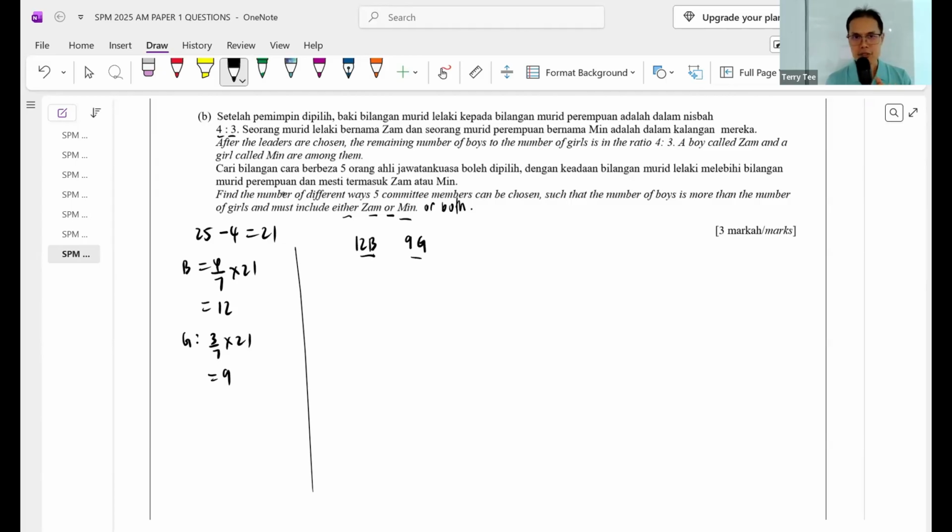Okay, another thing, read this question. Find the number of different ways, number of boys more than number of girls. This one is also another gray area for some students. When we say more boys than girls, means what? You want to choose 5. What's the maximum? More boys than girls. Can I have 5 boys and 0 girls? It's a gray area.